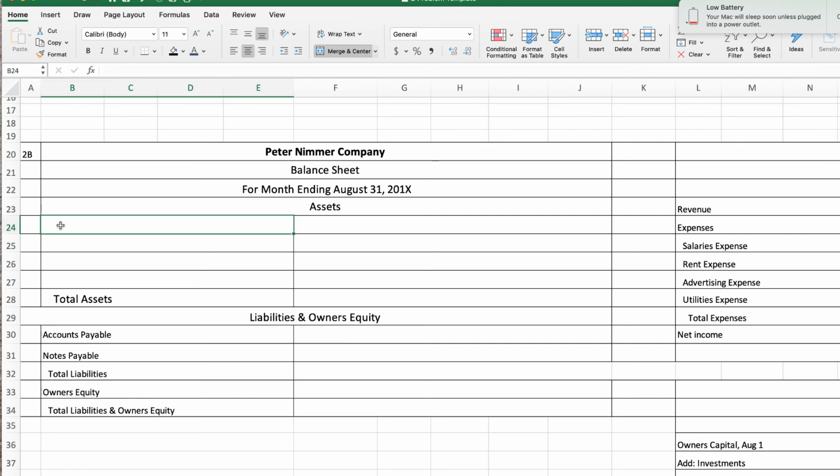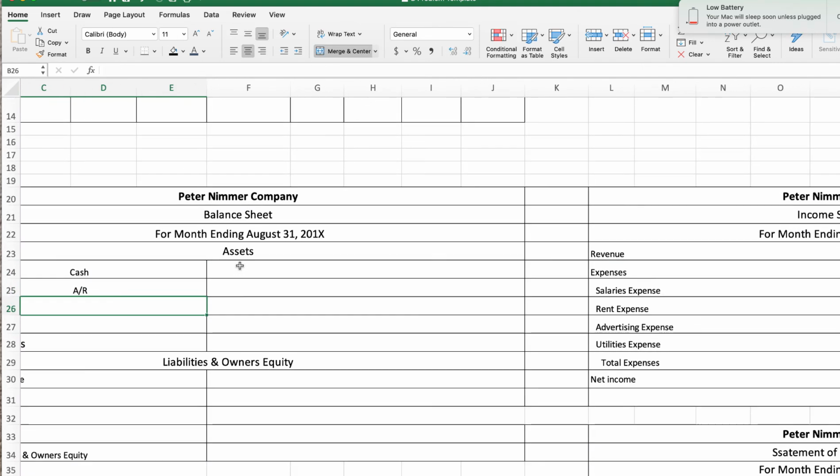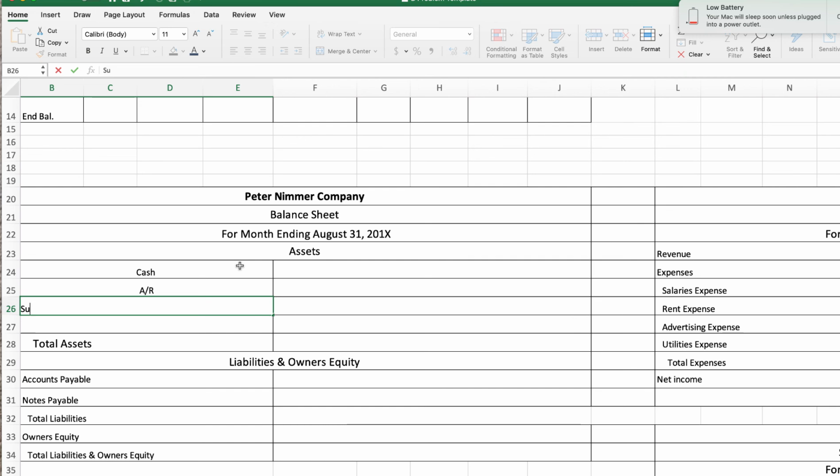Okay, so we already have our assets. We already know what they are, right? First we have cash, then we have accounts receivable. I'm just going to abbreviate and say AR, if that's okay with you guys. What else do we have? Well, we can look at our problem. We know we have cash, accounts receivable, we have supplies, and we have equipment.